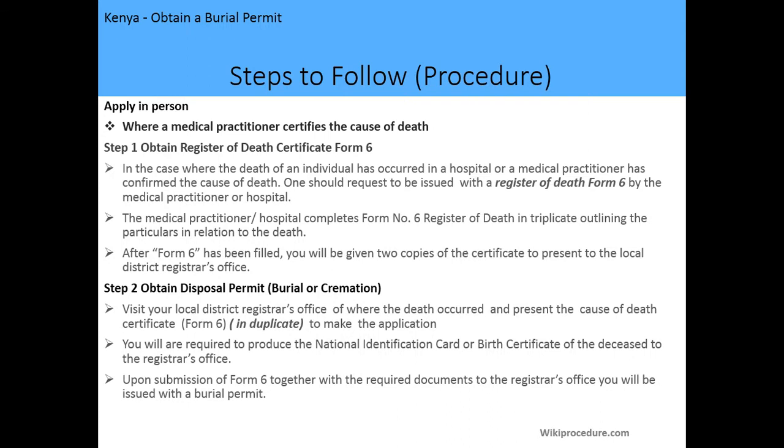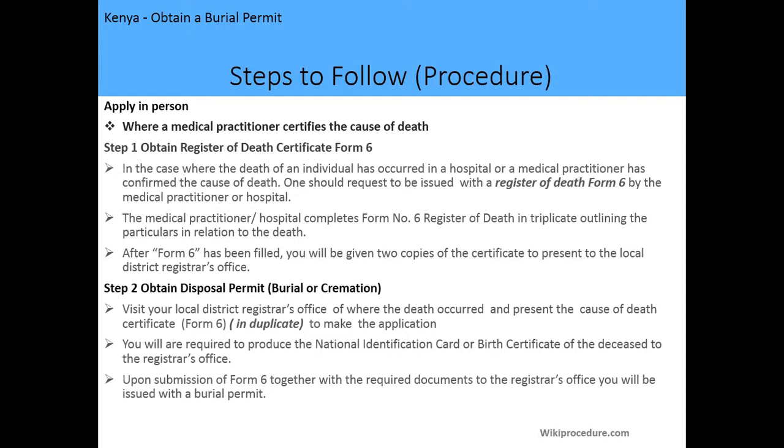So the first scenario, where a medical practitioner certifies the cause of death. The first step is to obtain the register of death certificate, which is also known as form number 6, which is showing the cause of death. In case the death of an individual has occurred in a hospital or a medical practitioner has confirmed the cause of death, one should request to be issued with a registrar of death form number 6 by the medical practitioner or hospital.